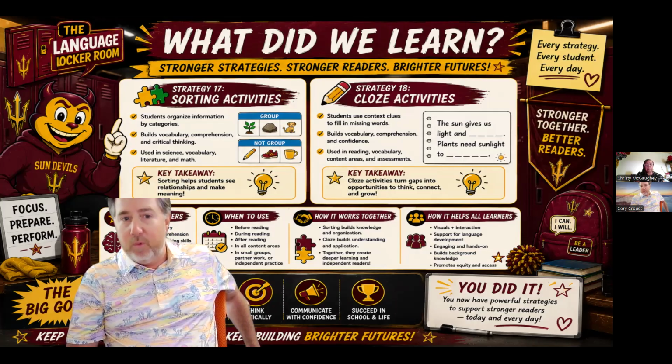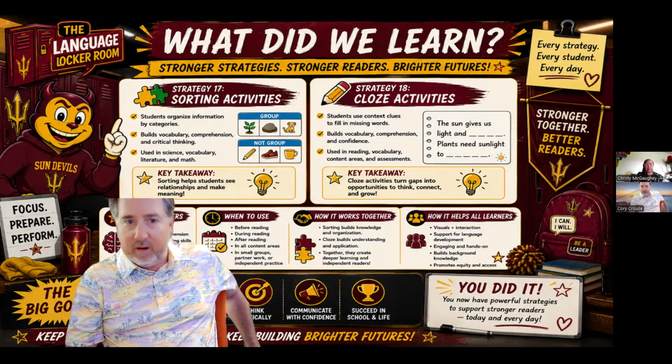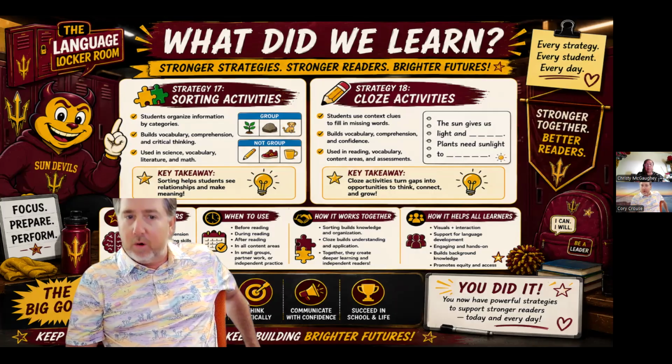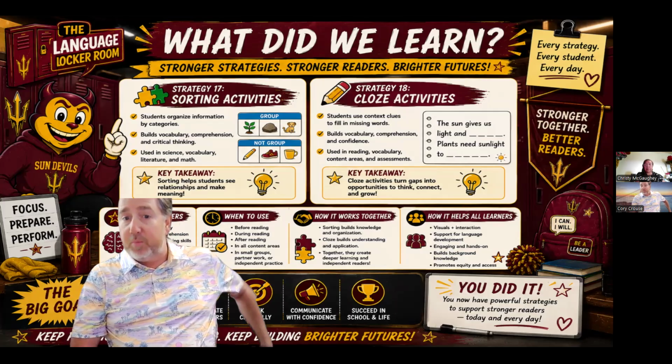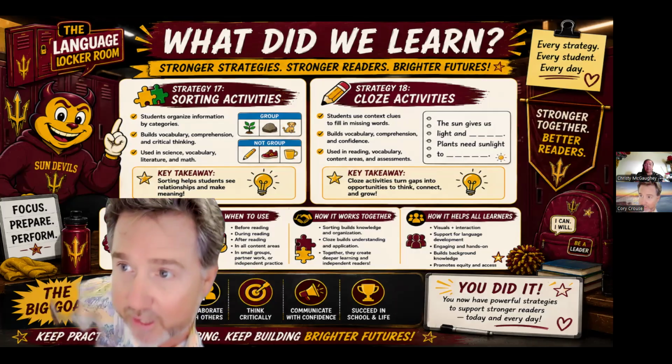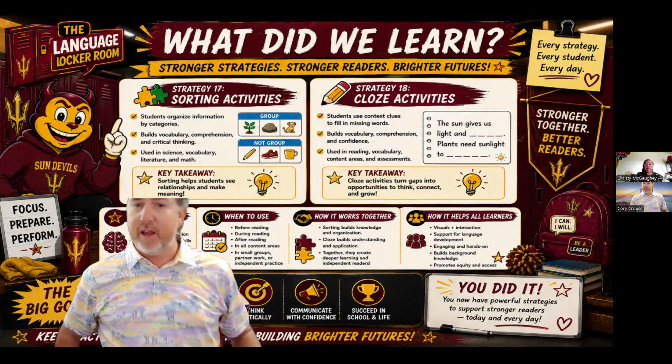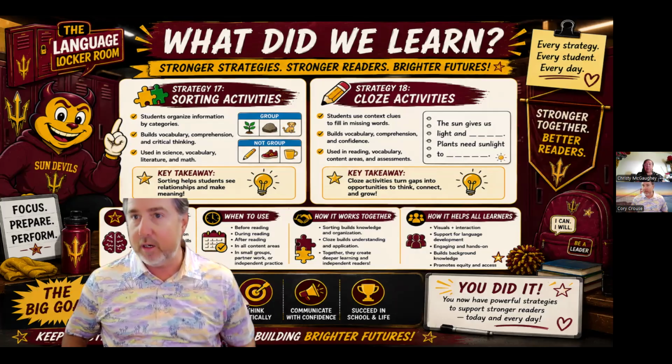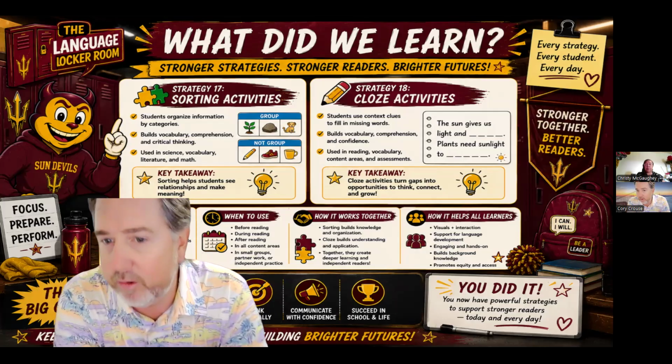It should be used before readings, during readings, after readings, in all content areas, small groups, partner work, independent practice. Working together, sorting builds knowledge and organization, whereas cloze builds understanding and the application of it. Together, they'll create deeper learning and independent readers.